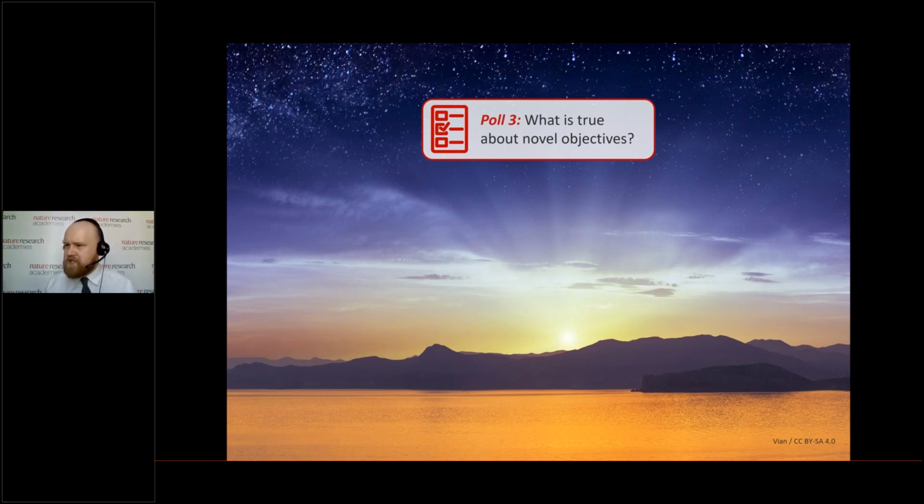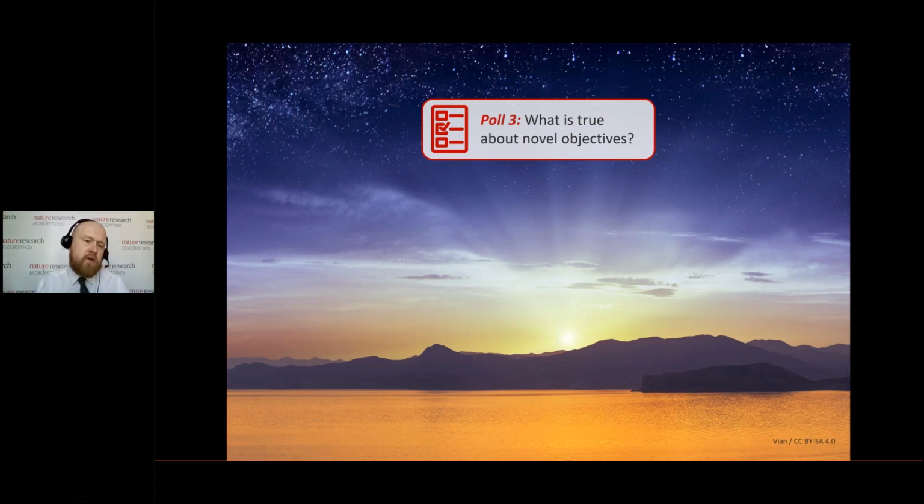Okay, some suggestions coming in from the audience. For me, I think novel objectives are a great way to improve the novelty of your proposal, but also, it will make your proposal look more risky. So we do need to take that into account.